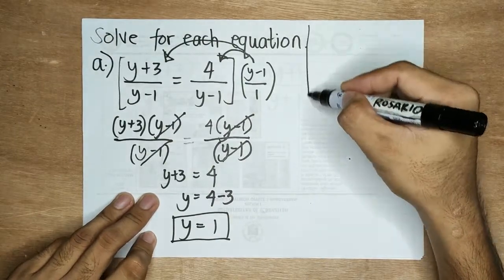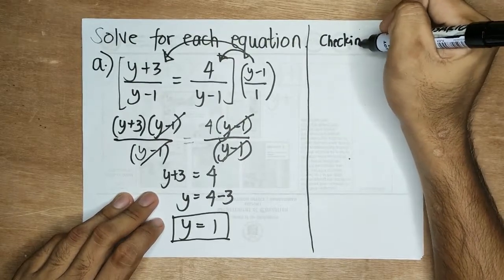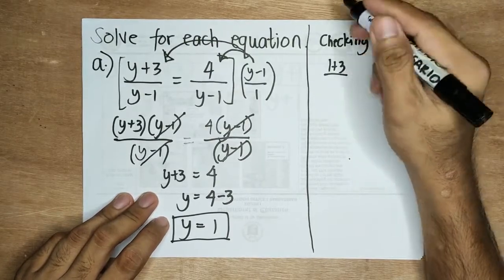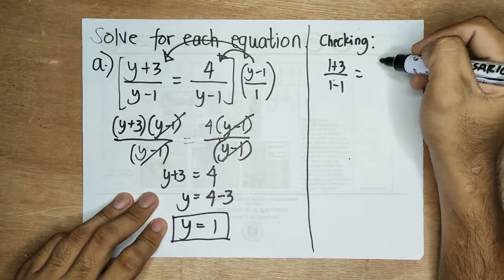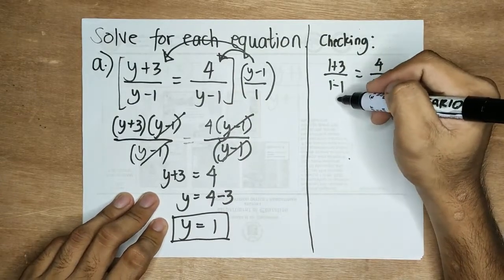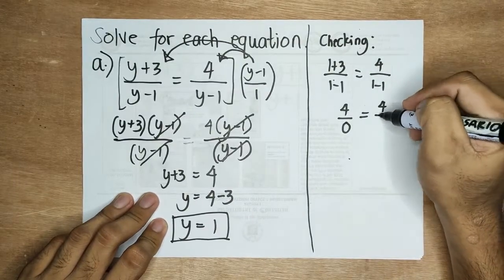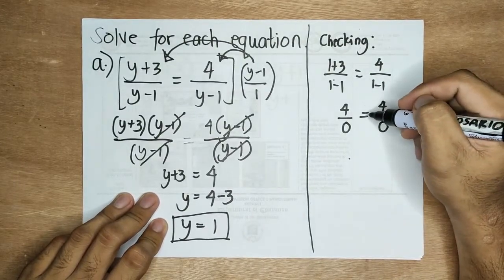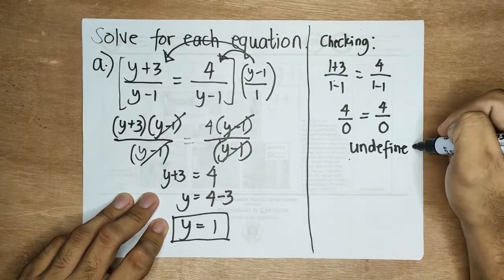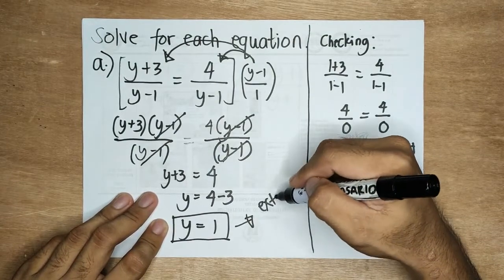So for us to be sure if that is the solution for our problem, for our equation, we do checking. If y is equal to 1, then we have 1 plus 3 all over 1 minus 1 is equal to 4 all over 1 minus 1 is 0. So we have 1 plus 3 is 4 all over 0 is equal to 4 all over 0. Since we arrived at this result, it is undefined kasi the denominator is 0. Therefore, y is an example of an extraneous solution.